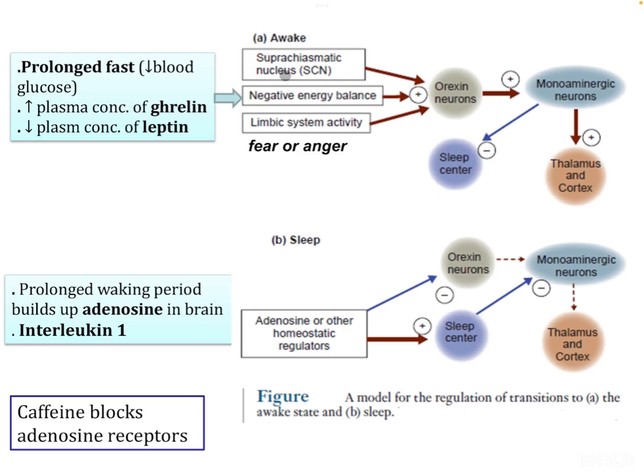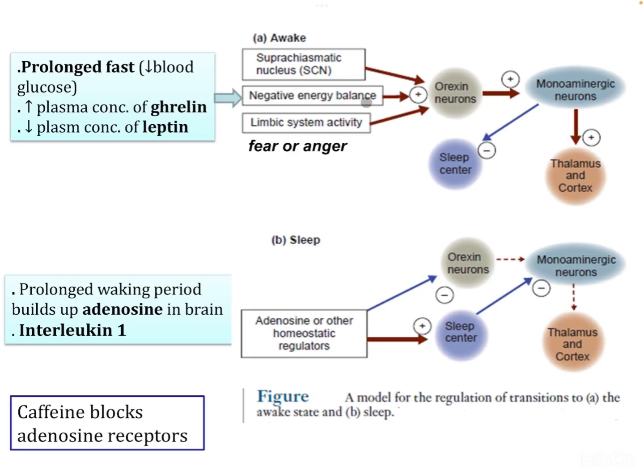So during awake state, the suprachiasmatic nucleus is the principal circadian pacemaker of the body. It is entrained to a 24 hour cycle by light and other daily stimuli. It activates orexin cells in the hypothalamus in the morning, which stimulate monoaminergic neurons and help in arousal of the cerebral cortex, with the inhibition of the sleep center.